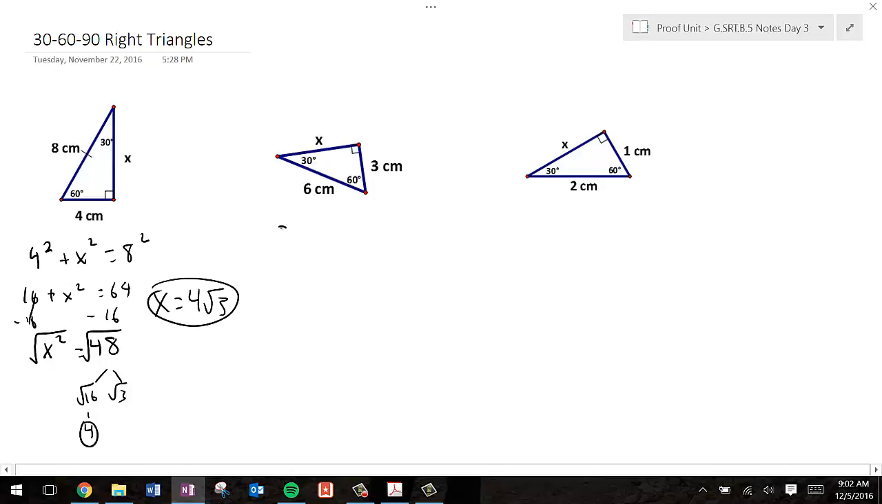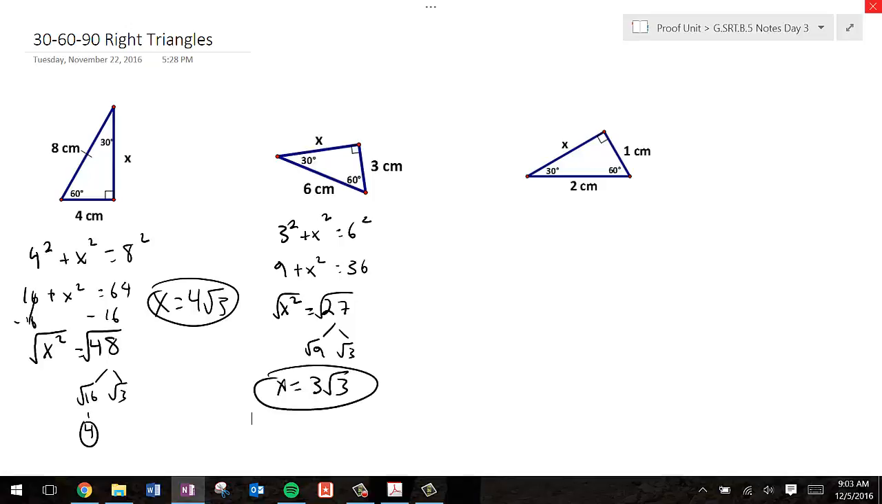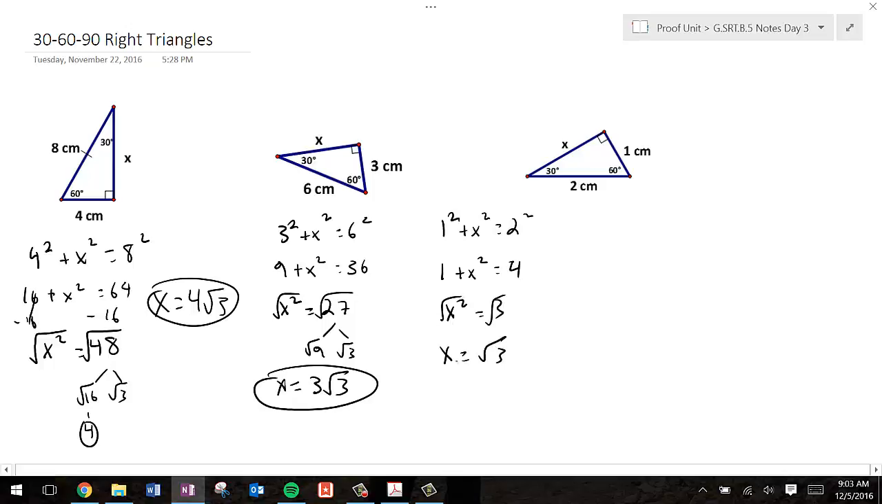In our second one, 3 squared plus x squared equals 6 squared. I've got 9 plus x squared equals 36. So I have x squared equals 27. Take the square root of both. This can break into square root of 9, square root of 3. So I have x equals 3 square root 3 in my second one. In my third one, 1 squared plus x squared equals 2 squared. So I get 1 plus x squared equals 4. So x squared equals 3. So x equals the square root of 3.